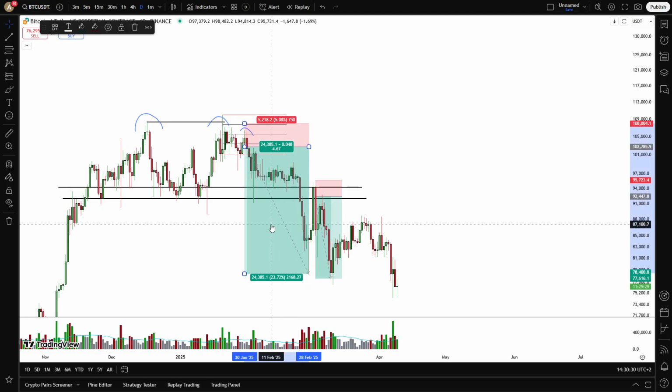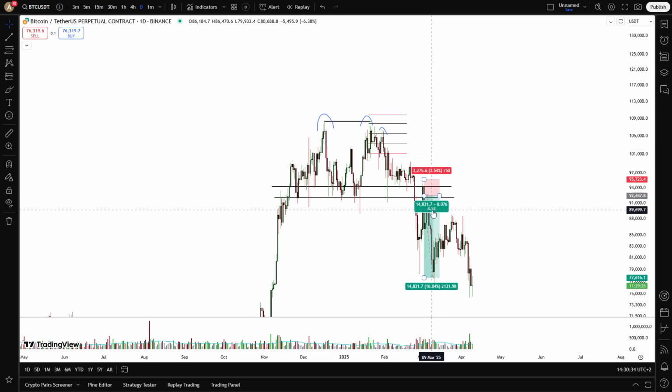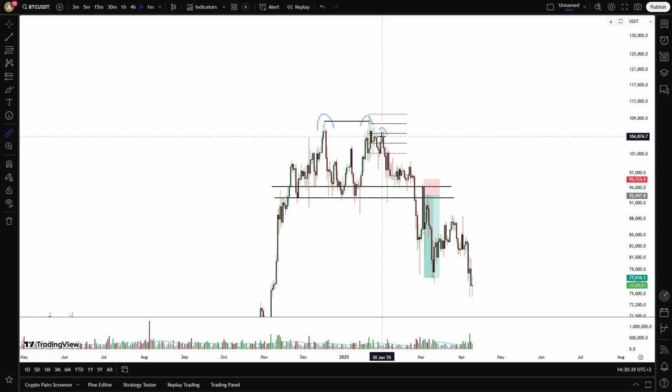Well, if you're just waiting for that head and shoulders break retest, this was the only thing you did. But yet, there was at least this part of downside that you could have traded before getting an entry. Okay?